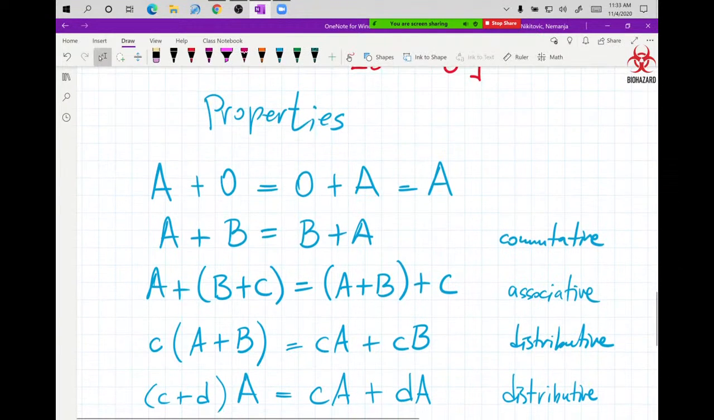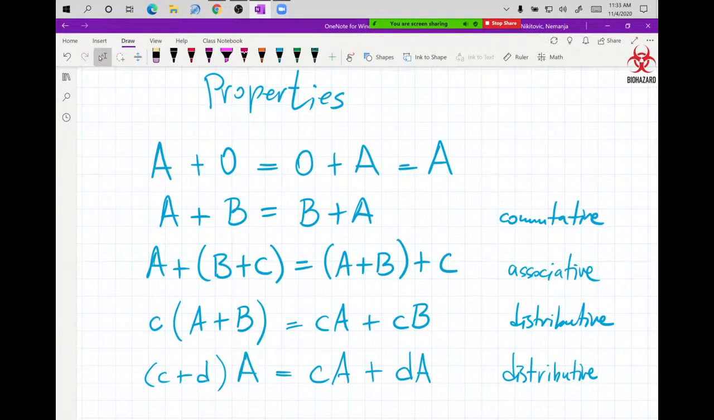So this is what we have for these properties. You notice that all of these properties are exactly the same as the properties you would have for basic numbers.